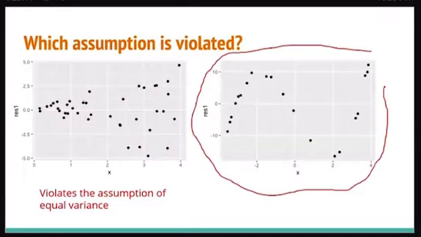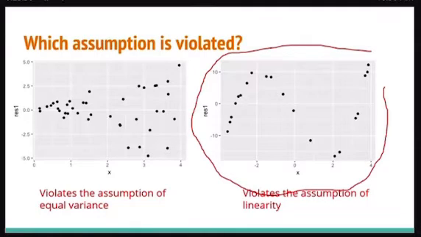Can you see that? What assumption is violated? Assumptions of linearity is violated. But assumptions of constant variance is not violated. So take a look at that. That was why I said that it violates assumptions of linearity. Take a look at that.